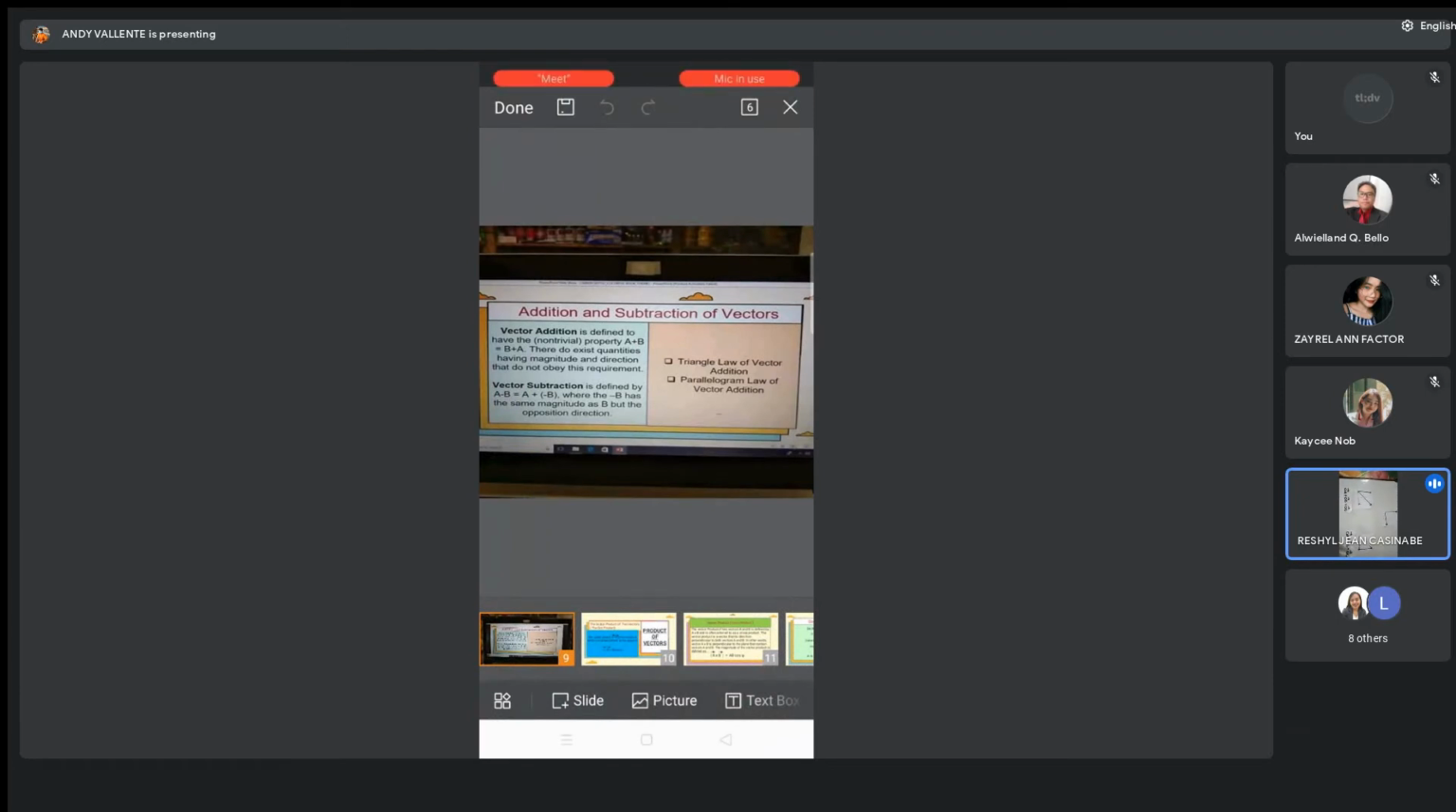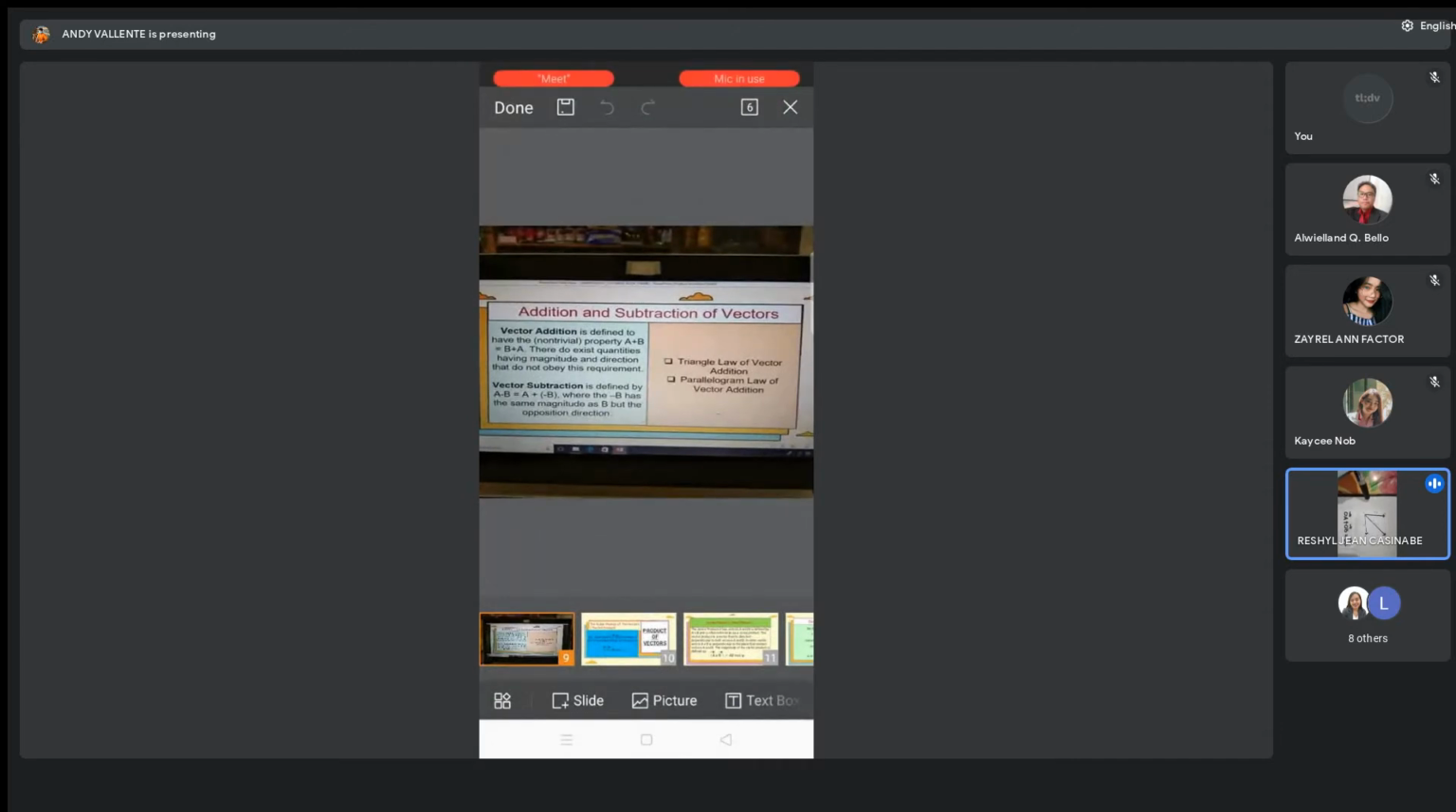So let's first consider the parallelogram law of vector addition. For instance, we have vector B and vector A. Then we move vector B parallel to its position such that its initial point coincides with the initial point of vector A. Then we draw lines parallel to vectors A and B to form a parallelogram OACB. This diagonal OC is the sum of vector A and vector B. We can also write that as vector OA plus vector OB is equal to vector OC.